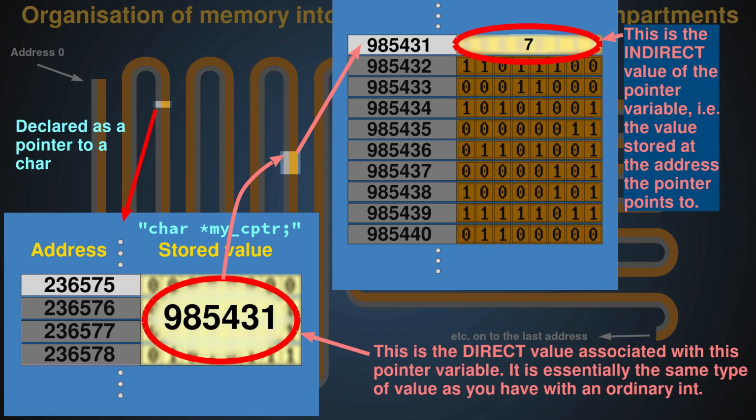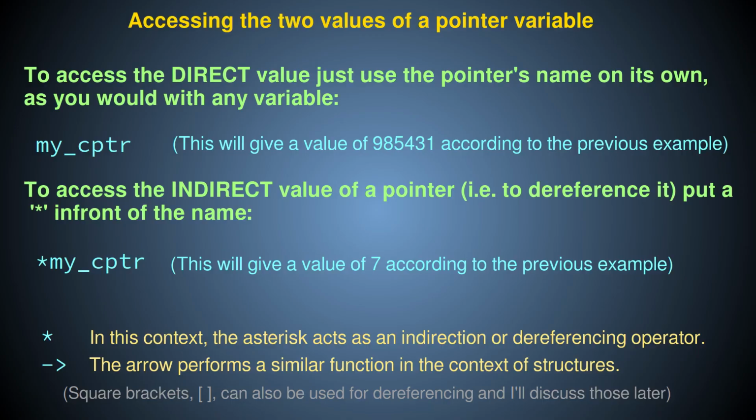Because of this dual value aspect of pointers, C has special syntax symbols that only apply to variables of pointer data type. These symbols allow you to access the indirect value of a pointer, that is, the value which the pointer points to, and the act of accessing this indirect value is called dereferencing the pointer. The syntax for dereferencing a pointer involves the use of the asterisk and arrow operators. I'll discuss arrow dereferencing in a later tutorial. The asterisk, when used with a pointer variable in this way, is called the dereferencing operator, or the indirection operator, for the reasons I described, and you use it as follows.